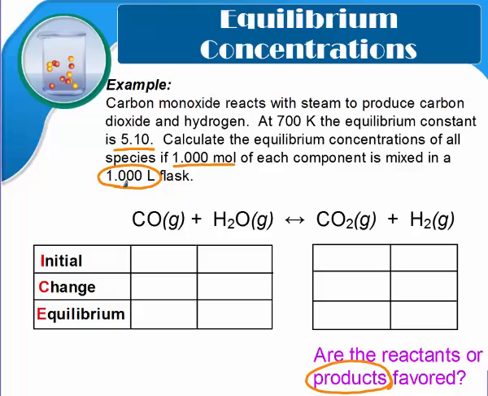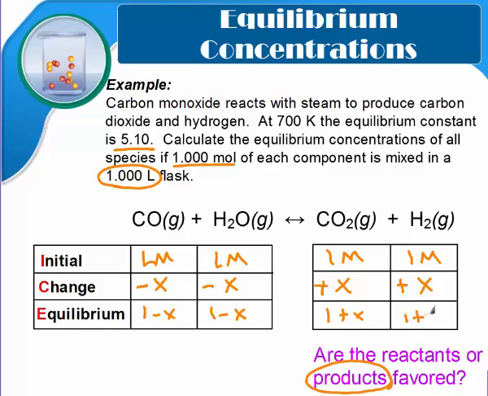So it says that I have 1 mole of each component. 1 divided by 1 is a 1 molarity. So I have 1 of everything. Then for my change, remember my reactant should be going down. My product should be going up. They all have coefficients of 1, so that's going to be a minus X, plus X, and plus X. And for my equilibrium, it's just 1 minus X. So remember, this is basically our equation line. So 1 plus X and 1 plus X.